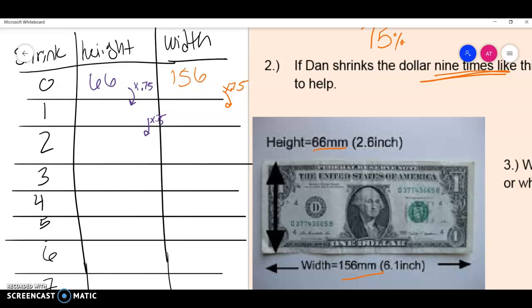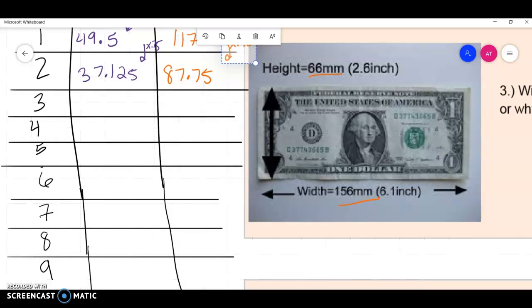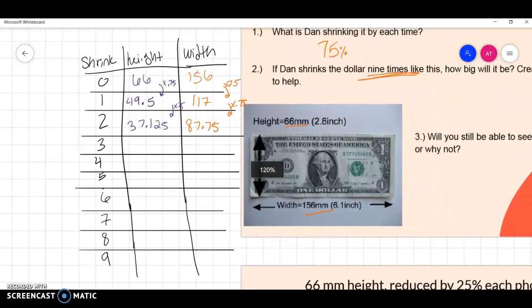So if I took 66 and multiplied it by 0.75, I would get 49.5. And if I multiplied that again, I would get 37.125, and continuing on. Same thing with 156 times 0.75. I would get 117. And if I multiply it again, I would get 87.75. So what I want you to do is keep going all the way down to 9, or if you already found your answer, sweet.